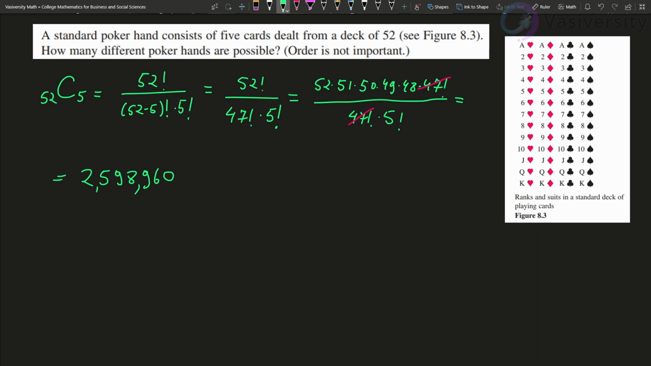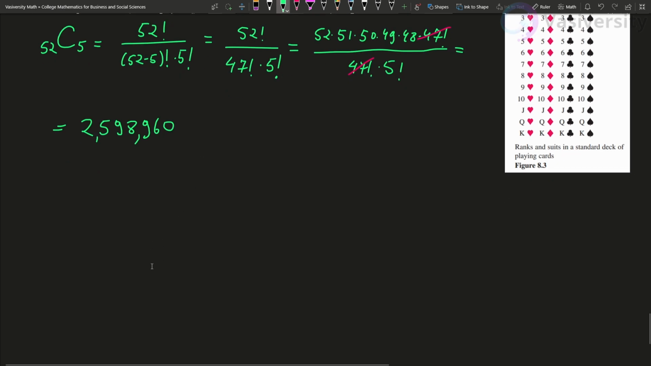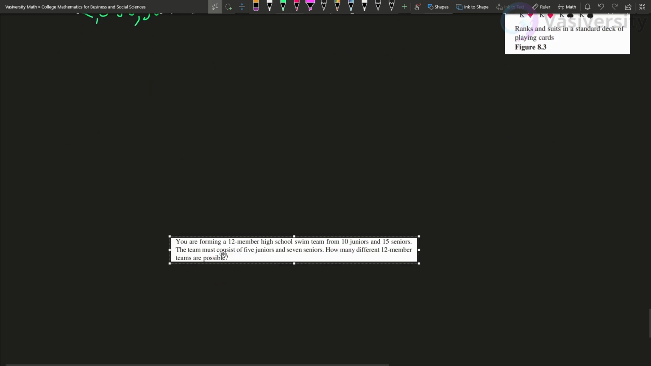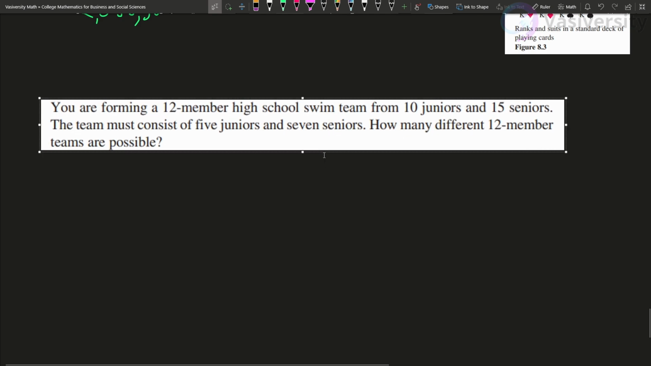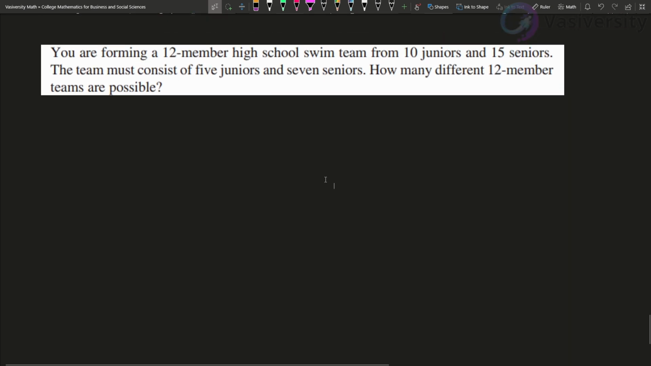All right. Perfect. The last problem for today is about forming a swim team. You are forming a 12-member high school swim team from 10 juniors and 15 seniors. The team must consist of 5 juniors and 7 seniors. How many different 12-member teams are possible? What we're doing is choosing 5 juniors, so 10C5, times 7 seniors out of 15, so 15C7. We have to multiply them together.